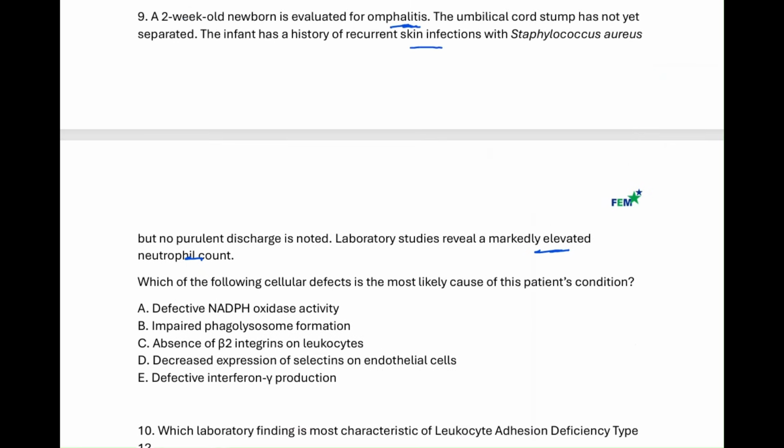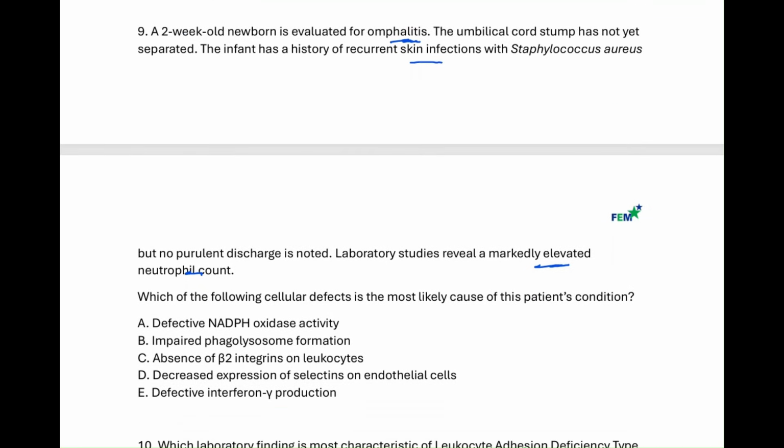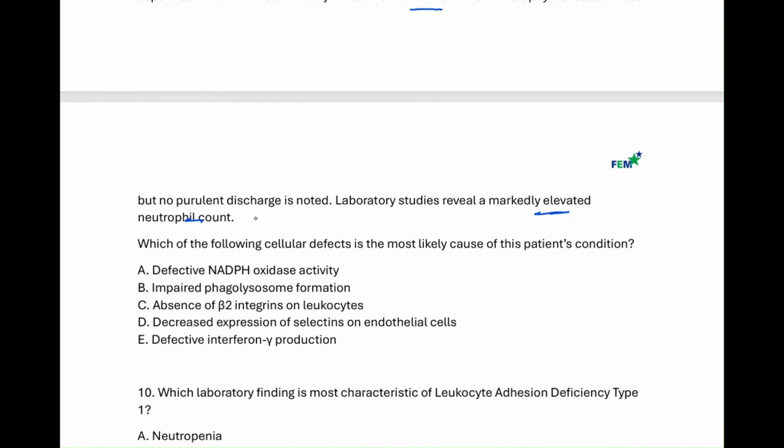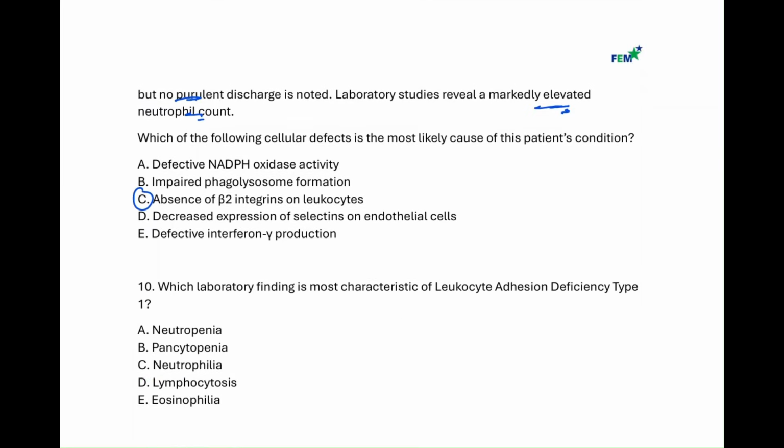So, delay in separation of the umbilical cord, or inflammation of the umbilical cord, with recurrent staph infection. And now we've seen there's no pus at the site of the infection, and we see a lot of increase in neutrophils in the circulation. So we see neutrophilia. So this is most likely a problem with integrin, guys, on the leukocyte. So the best answer there would be C. This patient likely has leukocyte adhesion deficiency.